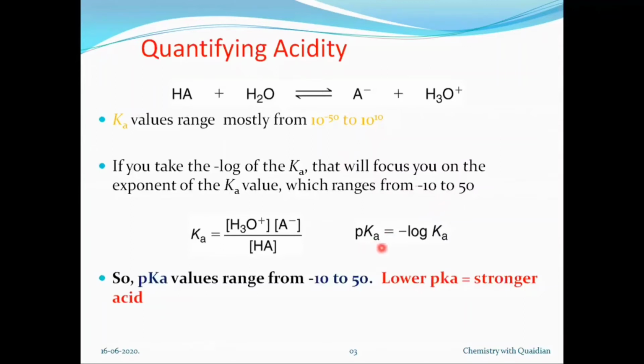So pKa is equal to minus log of Ka. The pKa value actually gives the strength of the acid. The lower the pKa, the stronger the acid.